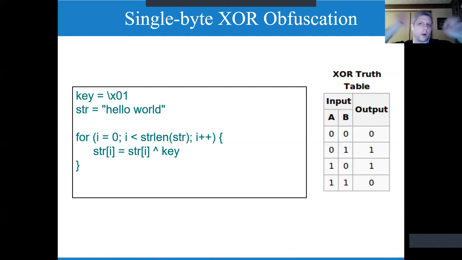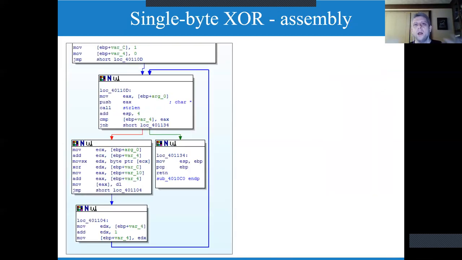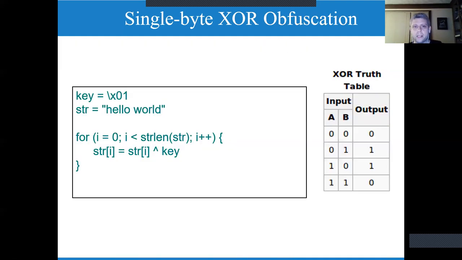Single byte XOR obfuscation is what you see here. This is kind of pseudocode. You have a key and a string or a piece of data, and you basically XOR in a loop the key against every byte of that string, and the value that comes out is the XOR obfuscated code, or XOR encrypted code, whatever you want to call it. And here's what it looks like in assembly. You can see here that we're dealing with a for loop. This is the same loop that we have here.